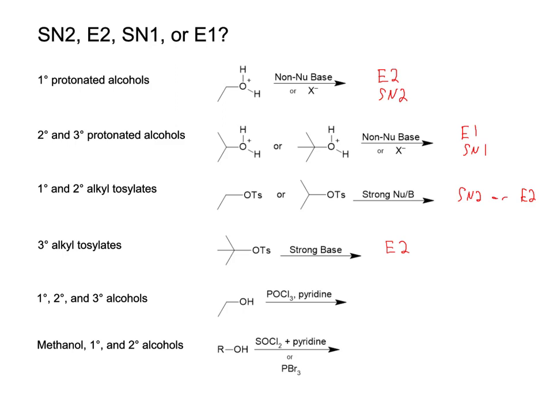When you have primary, secondary, or tertiary alcohols, and you react those with POCl3 and pyridine, the only reaction you're going to do in this case is going to be an E2. And finally, when you have methanol or a primary or a secondary alcohol, and you react that with either SOCl2 with pyridine or with PBr3, that is always going to be an SN2 reaction.